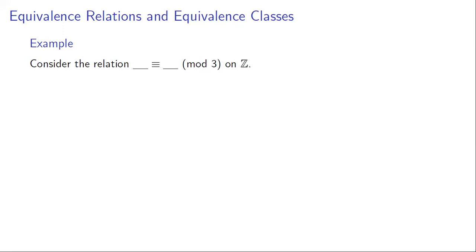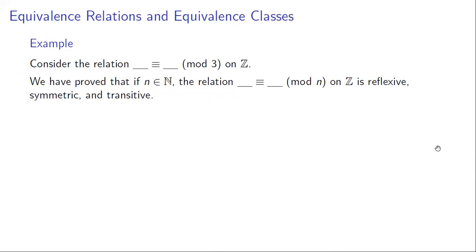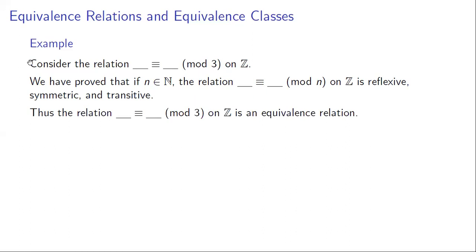So now, is this an equivalence relation? That's our first question. Well, at the end of the previous video, we proved that if n is any natural number, doesn't matter whether it's 3 or 2 or 15, the relation "blank is congruent to blank mod n", which is a relation on Z, is reflexive, symmetric, and transitive. We proved that no matter what n is, as long as n is a positive integer. Thus, this relation, which is what we're actually trying to consider now, is an equivalence relation.